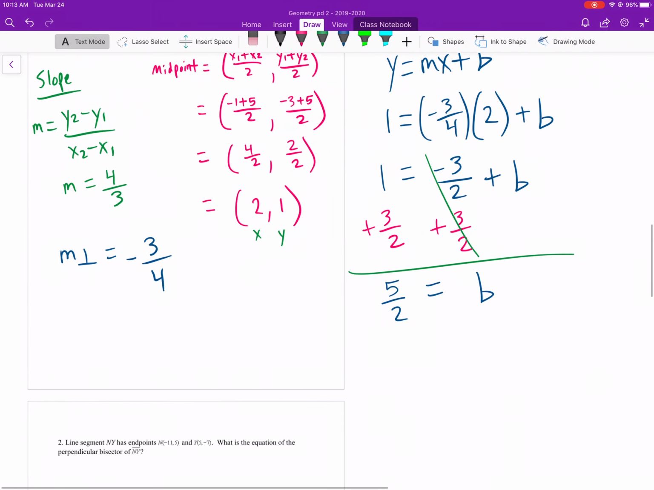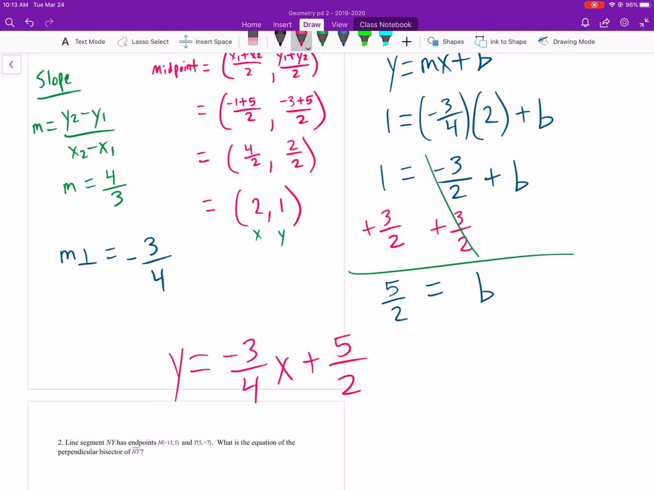Okay, so let's bring this all together. Our equation would be y is equal to our perpendicular slope, negative 3 over 4, x, plus 5 over 2, the new y-intercept we just got.